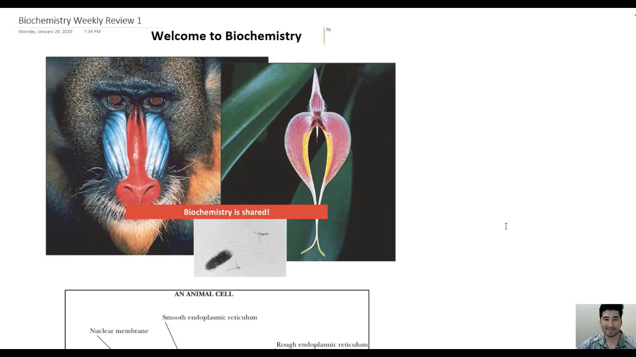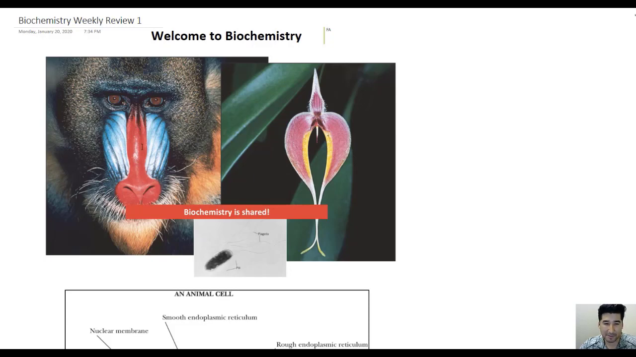Alright, let's begin. So welcome to Biochemistry, and one of the most popular images that your professors like to show at the beginning of lecture is this one, the one with the monkey and what looks to be a flower. I'm not too sure. Doesn't really matter.